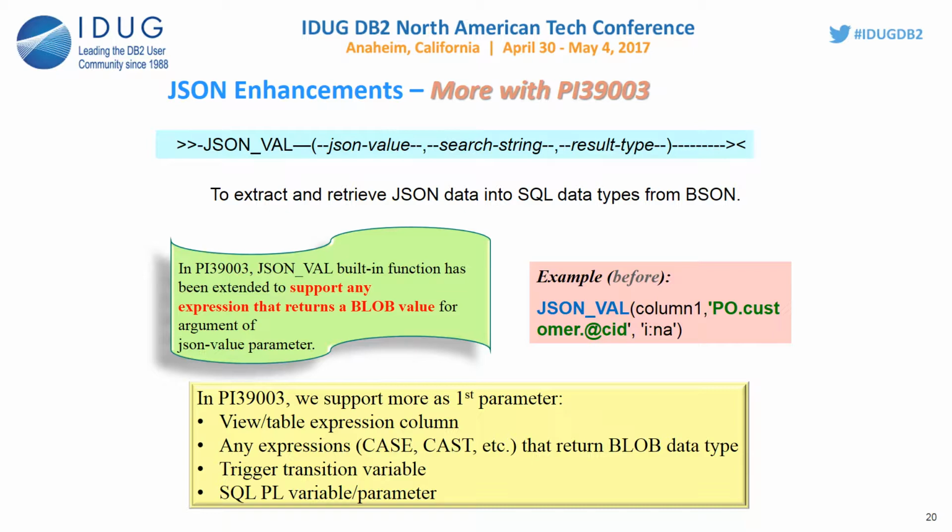Okay, the first enhancement is like this. Before this enhancement, the first parameter must be a column, the BLOB column that contains the JSON document. With these enhancements, the first parameter will support any expression that returns a BLOB value. Of course, that BLOB value must represent a JSON document. So with that, we open up a lot of things you can do with these functions. I will go through some examples in detail.